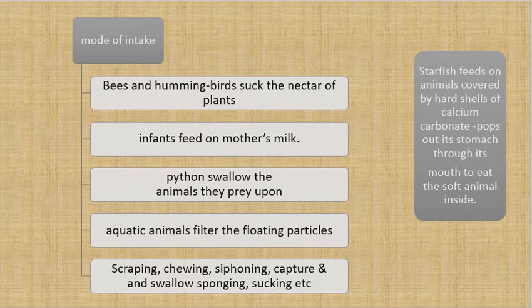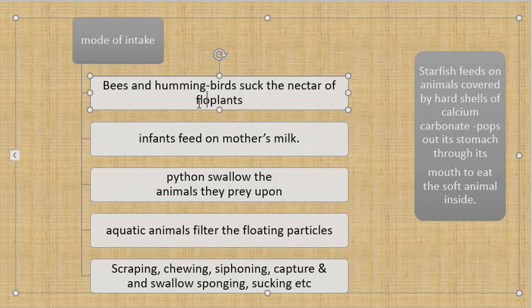What's the mode of intake? Different living beings other than plants, the animals or the birds or the fish, take food in different forms. For example, bees and hummingbirds suck the nectar of the flowers from the plants. Infants feed from the mother's milk. You have seen the goat, the cow, all the mammals suckle the mother's milk. Then pythons swallow the animals they prey upon. Many lizards also do this. They swallow the animals that they prey upon.